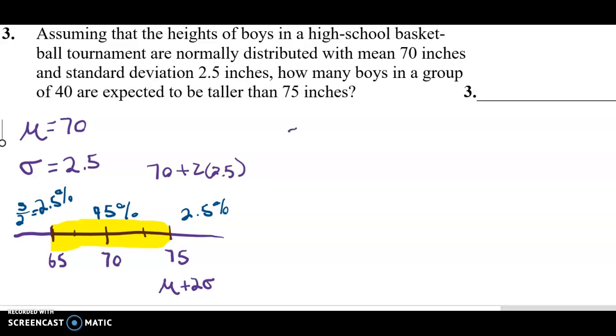So to find our expected value, we would take our number of items times the probability. So we'll take 40 and we'll multiply it by 2.5%. As a decimal, that's 0.025. And we get 1. We can expect one boy in the group of 40 to be taller than 75 inches.